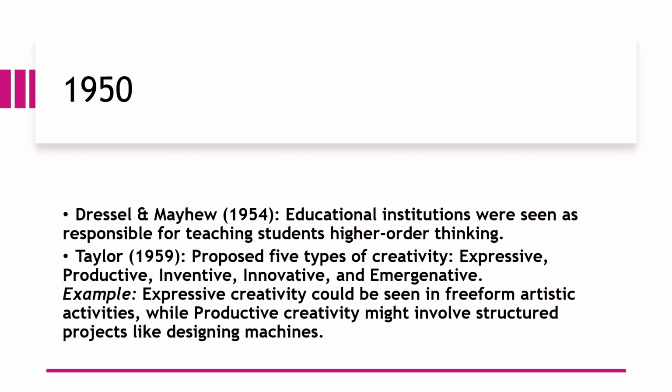In 1954, educational institutions were seen as responsible for teaching students higher order thinking. In 1959, Taylor proposed 5 types of creativity, which are expressive, productive, inventive, innovative, and imaginative. For example, expressive creativity could be seen in free-form artistic activities, while productive creativity might involve structured projects like designing machines.